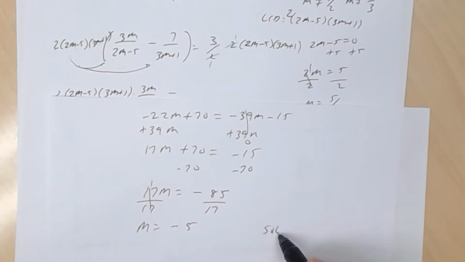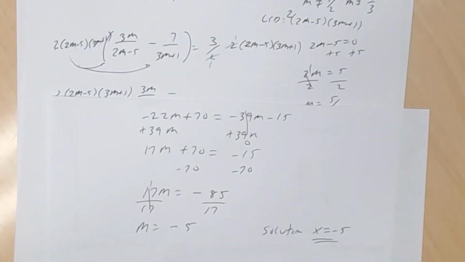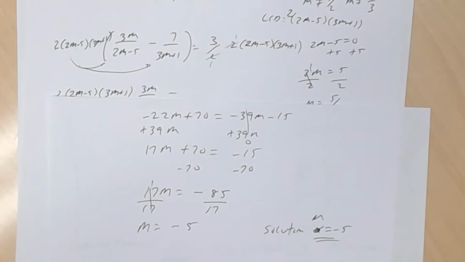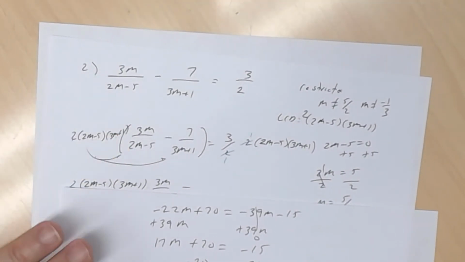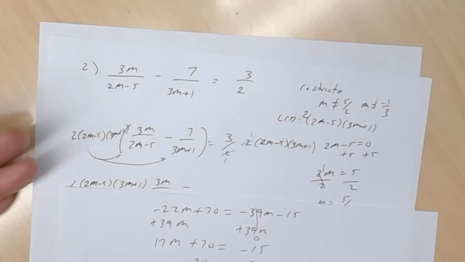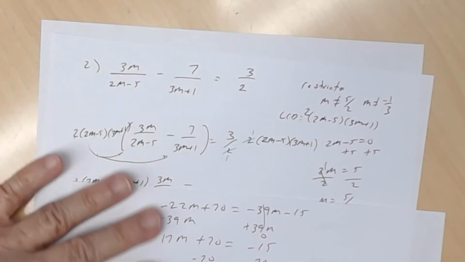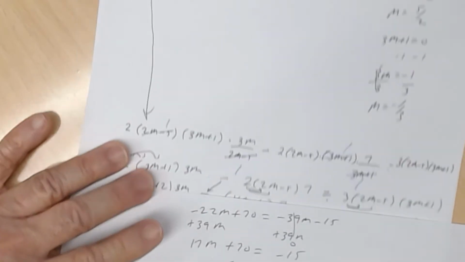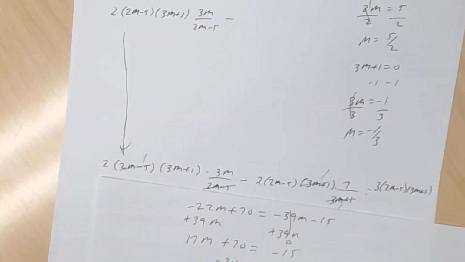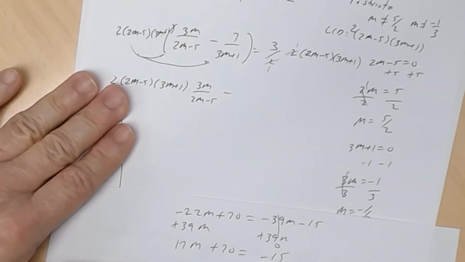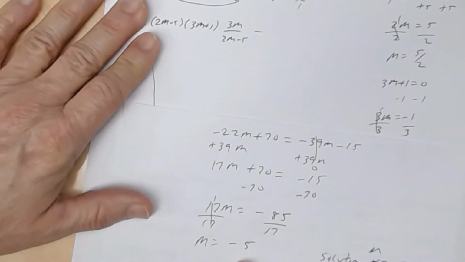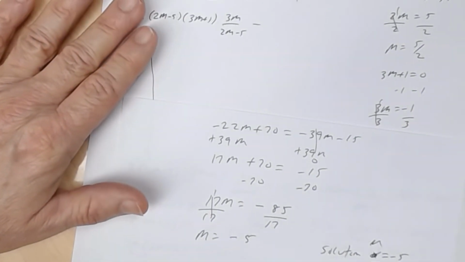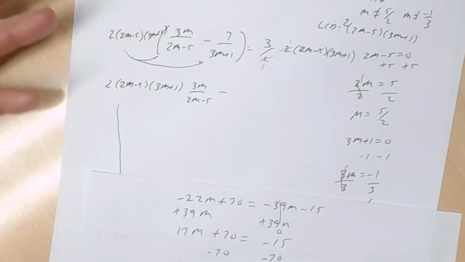So your solution is x equals negative 5. Not x, I'm so sorry. M. M equals negative 5. You've got to use the variable involved. You want to check it? You want to make sure, because you could have made a mistake along the way. You could have ended up with negative 4. Well, let's see if this works. So always, if you have time, check.